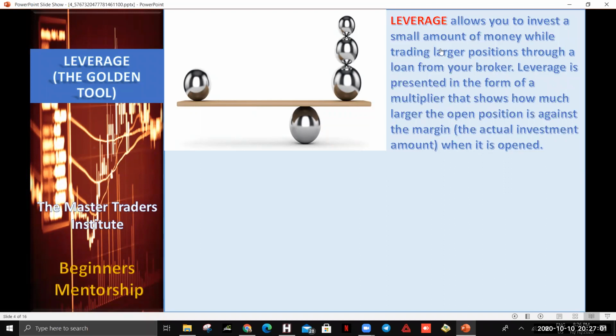Leverage allows you to invest a small amount of money while trading a larger position through a loan from your broker. Leverage is presented in the form of a multiplier that shows how much larger the open position is against the margin. This is actually the investment amount when it is open.